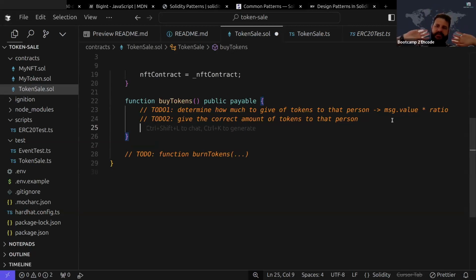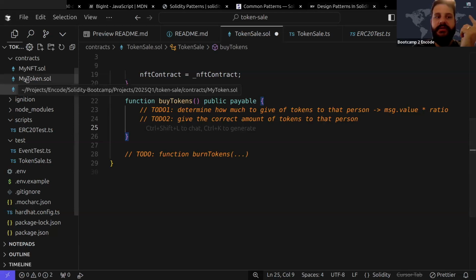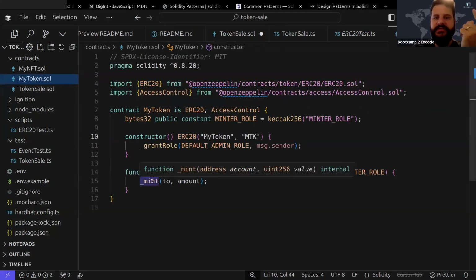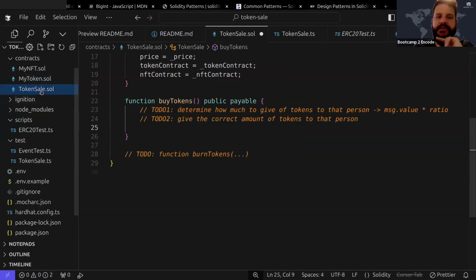Let's see who remembers from Monday's lesson 9. How do we create new tokens? What function did we use in my token to create new tokens? Underscore mint. Underscore mint. But the problem is that underscore mint is private. It's internal, actually. I can use it in my token, but I can't use it directly on the token sale.